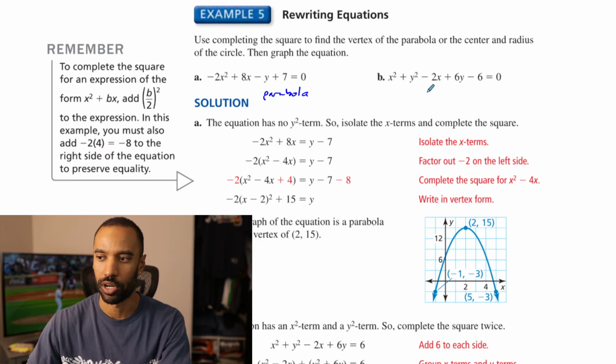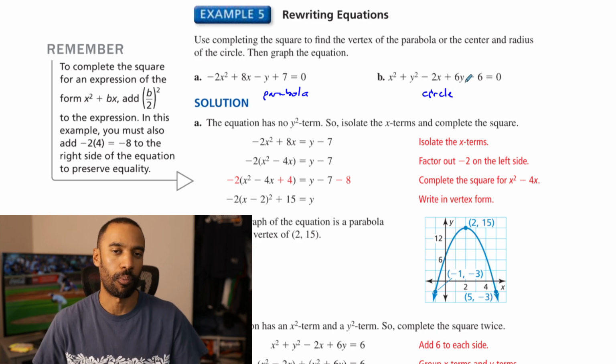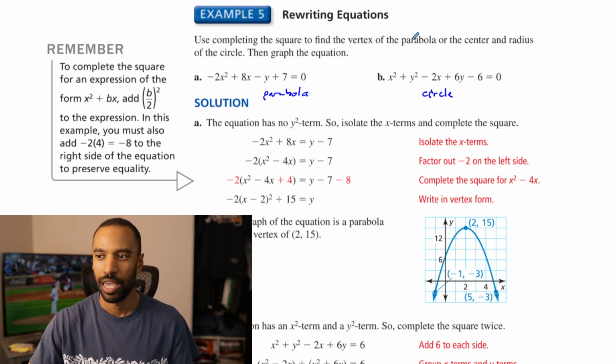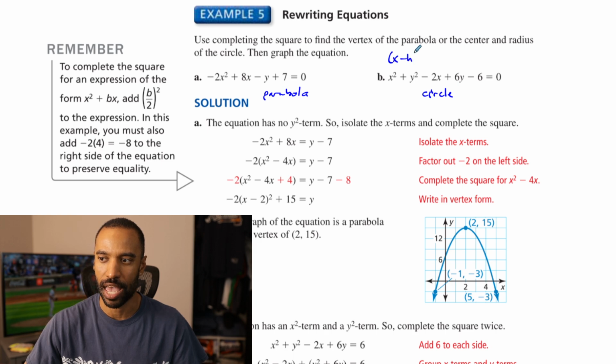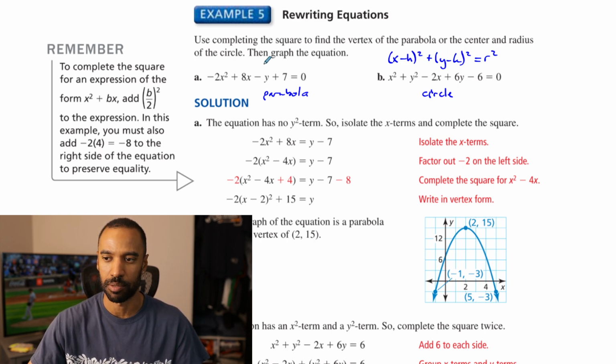Whereas this one is a circle, and it changes pretty much how we go about writing our equations, right? In a circle, if you remember, that form is x minus h quantity squared plus y minus k quantity squared equals r squared. Basically, complete both squares and get them on the same side of the equation.